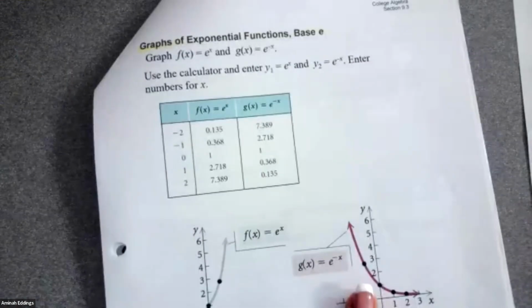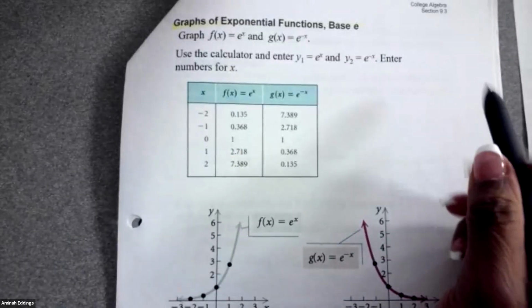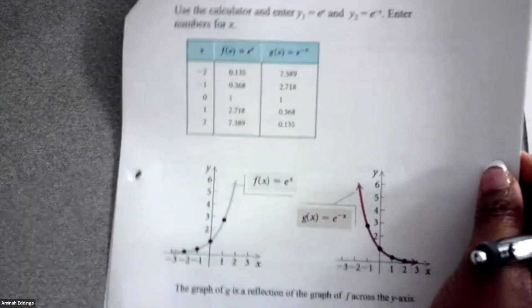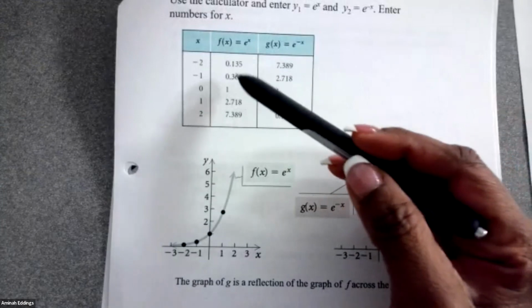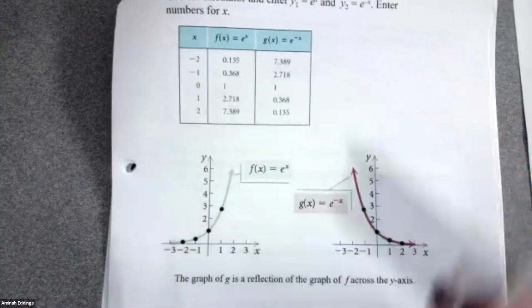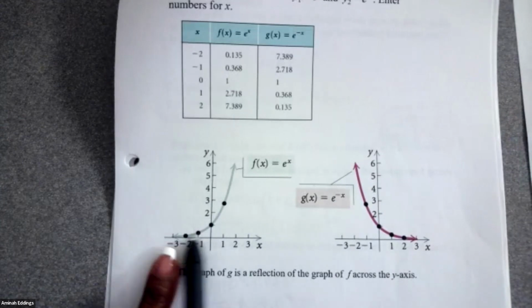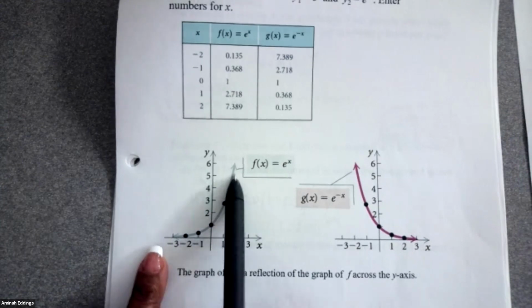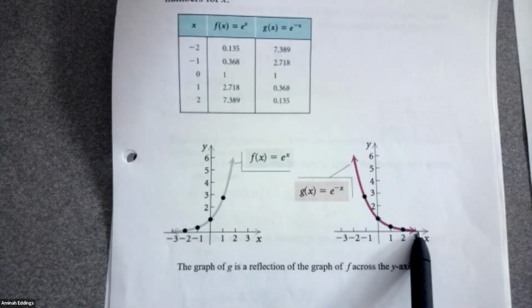All right, so the graphs of exponential functions with the base of E are very similar to our other exponential functions that have a numerical base. Okay, if we were to plug in and create a table, it would look like this. So the same thing occurs. If we have a function with a base of E, it's going to be an increasing graph. If that exponent is negative, it's going to be a decreasing graph.